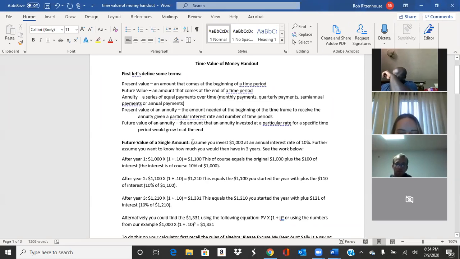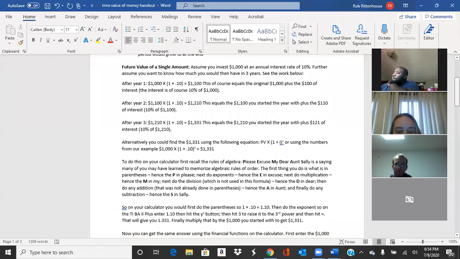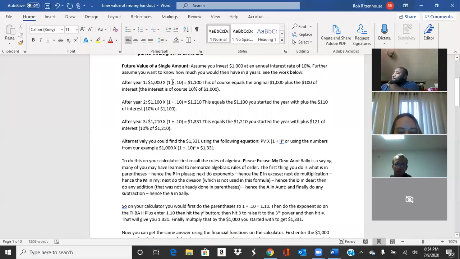So, future value of a single amount. Here's some examples now. Assume you invest $1,000 at an annual interest rate of 10%. Further assume you want to know how much you would have in 3 years. See the work below. Okay. So if you took the $1,000 times 1 plus the 10% annual rate of interest you're earning on it, 1,000 times 1.10 gives you $1,100, which of course is the original $1,000 plus the $100 of interest that you earn at a 10% rate.